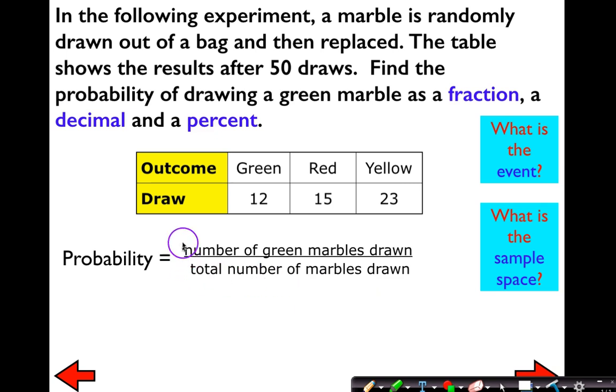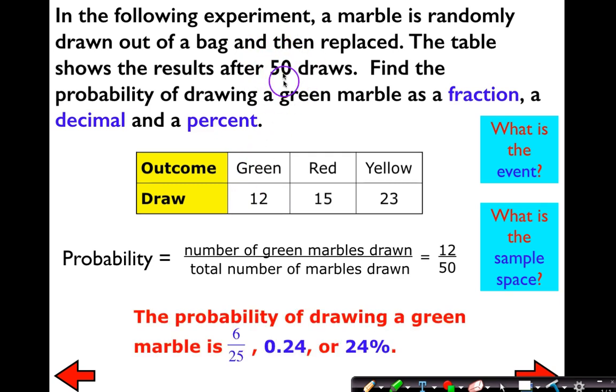So the probability we're finding is the number of green marbles drawn in comparison to the total number of marbles drawn. So here it's 12 out of 50 because we pulled out 12 out of a total of 50 draws. So this probability of drawing a green marble is 6 out of 25. Why? I reduced this fraction by 2 since I noticed both of them were even, leaving us with 6 over 25. Converting that into a decimal, it would be 0.24, and as a percent, it is 24%.